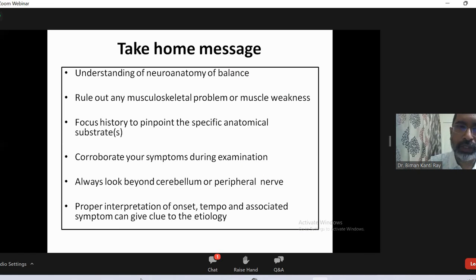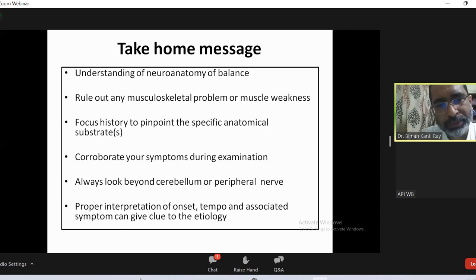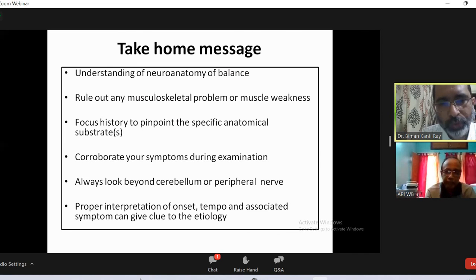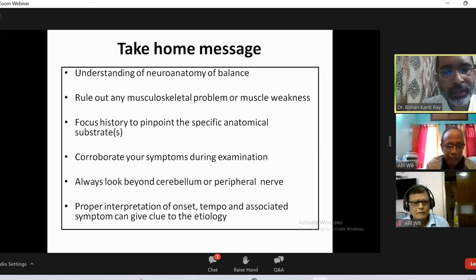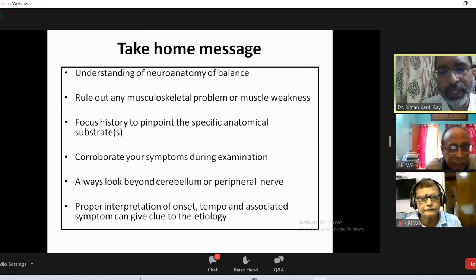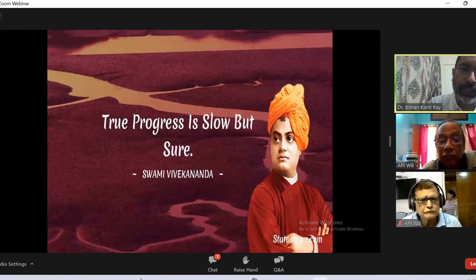I'm skipping this slide. So the final take-home message is you have to have some understanding of the neuroanatomy of balance. Then first you always rule out any musculoskeletal problem or muscle weakness. Focus your history to pinpoint the specific anatomical substrate or substrates. Corroborate your symptoms during examination. Always look beyond cerebellum or peripheral nerve. And finally, you properly interpret the onset, tempo, and the associated symptoms. That will give you a clue to the exact diagnosis.